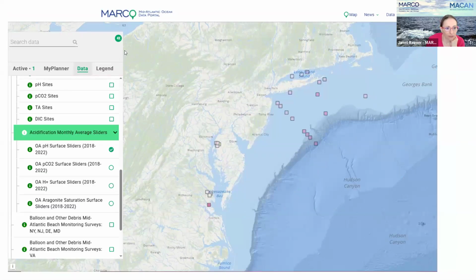Then we start to move into some of the sliders, and I have a couple of different stages of this. For this example, under the acidification monthly sliders drop down, this one is specifically pH, monthly from 2018 to 2022. You take a look at this map and you think to yourself, I saw all of this data from before, why am I only seeing a couple of locations? Well, it's because, like I said, not all of the samples were taken at the same time.